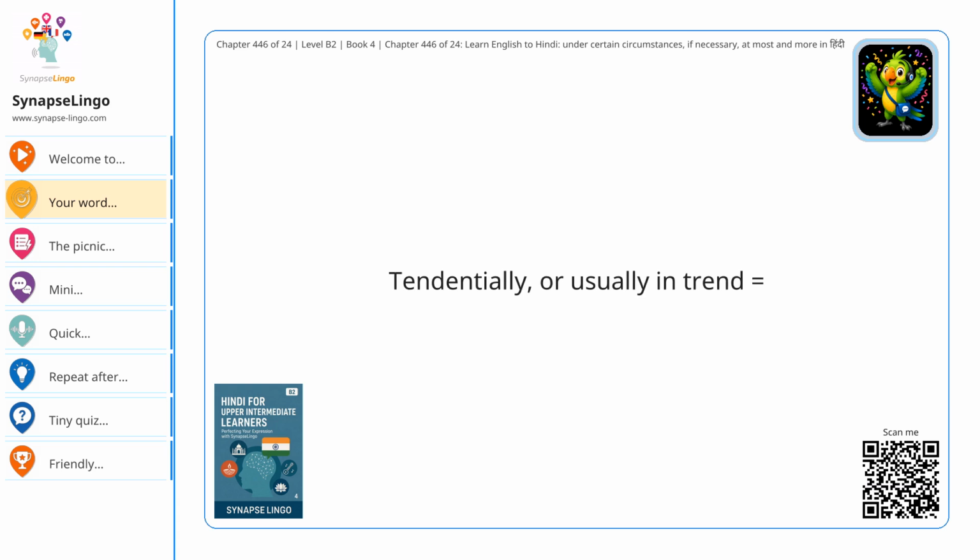Tendentially, or usually in trend, equals आमतौर पर. Not always, but generally. Largely equals काफी हद तक. To a great extent, but not fully. Mostly equals ज़्यादातर. For most of something. Partial equals आंशिक. Only part of the whole. In parts equals भागों में. Separate pieces, not one whole thing.